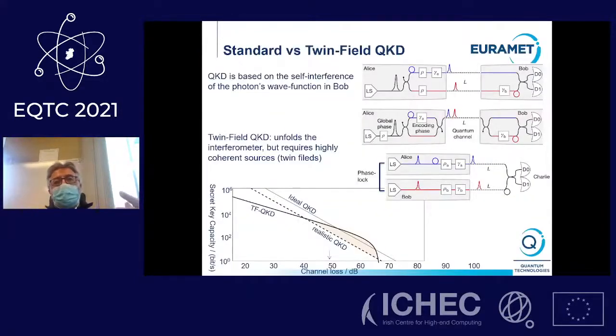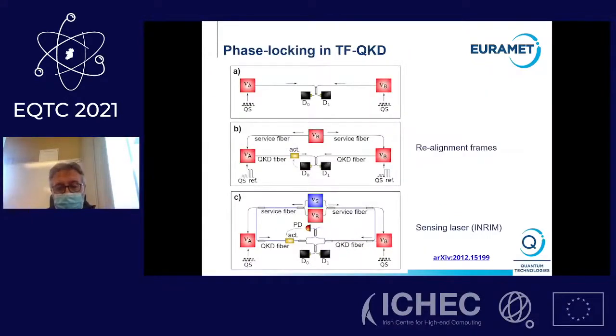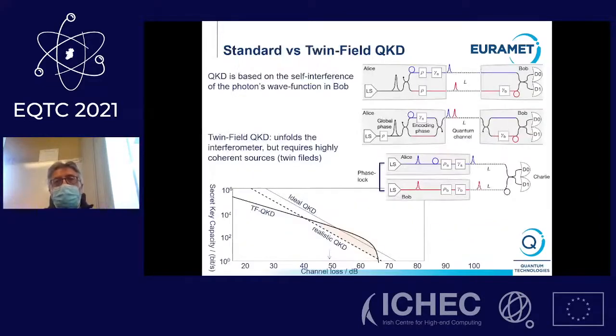What is twin field QKD? Twin field QKD essentially takes advantage of two phase-locked lasers, and pulses from these phase-locked lasers interfere at a central point that is Charlie. Essentially, as in the case of measurement device-independent quantum key distribution, the results observed by Charlie do not reveal any information regarding which bit has been sent by Alice or Bob, but if Alice and Bob know which detector in Charlie has made a click, they know what bit is sent by the other, and in this way they are able to exchange a key.